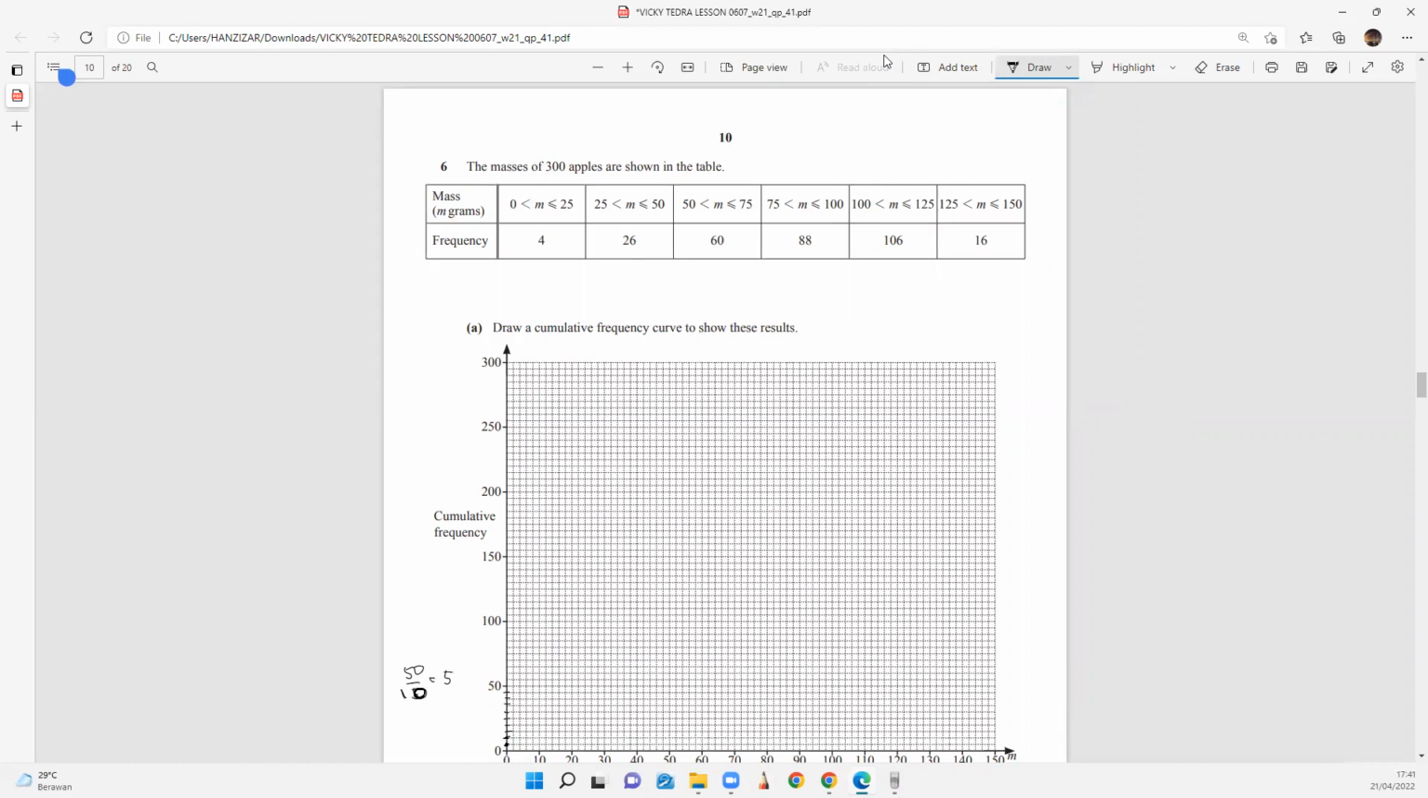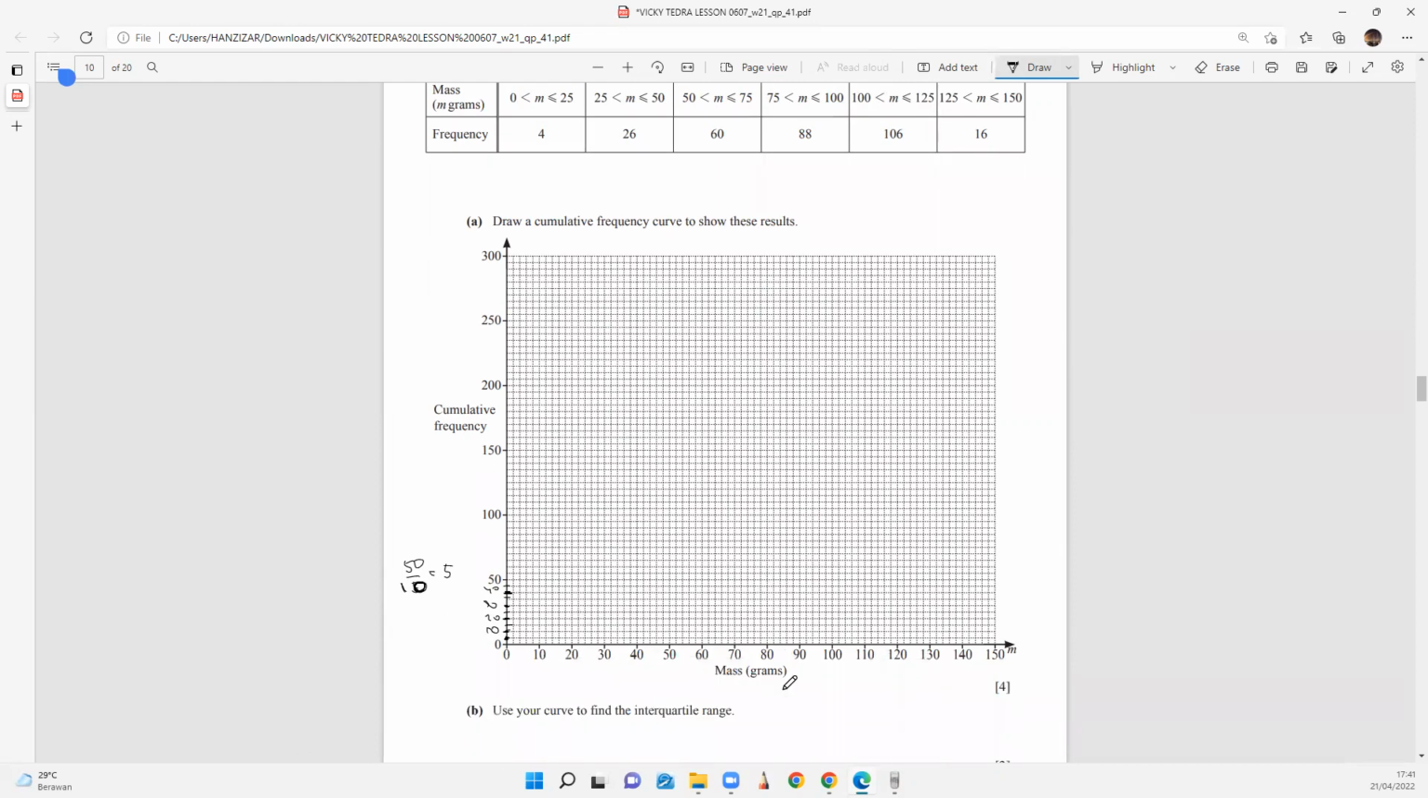So 2 units is 10, right? I just write 10, 20, 30, 40, 50, that's it. Okay, so from 0 to 25, it is only 4. 4 is below, so small. From 0 until 25, this is the mass, see the mass, located here. 4, and then 25 to 50, it is 26.